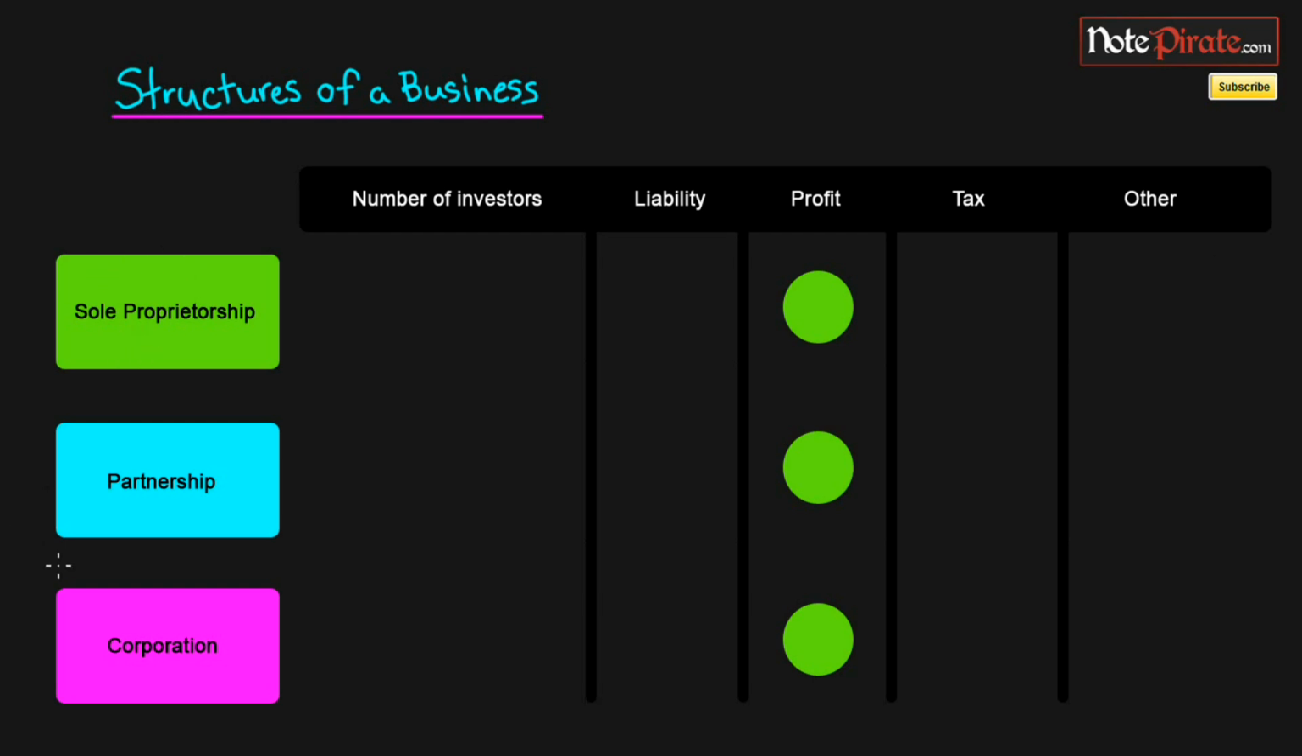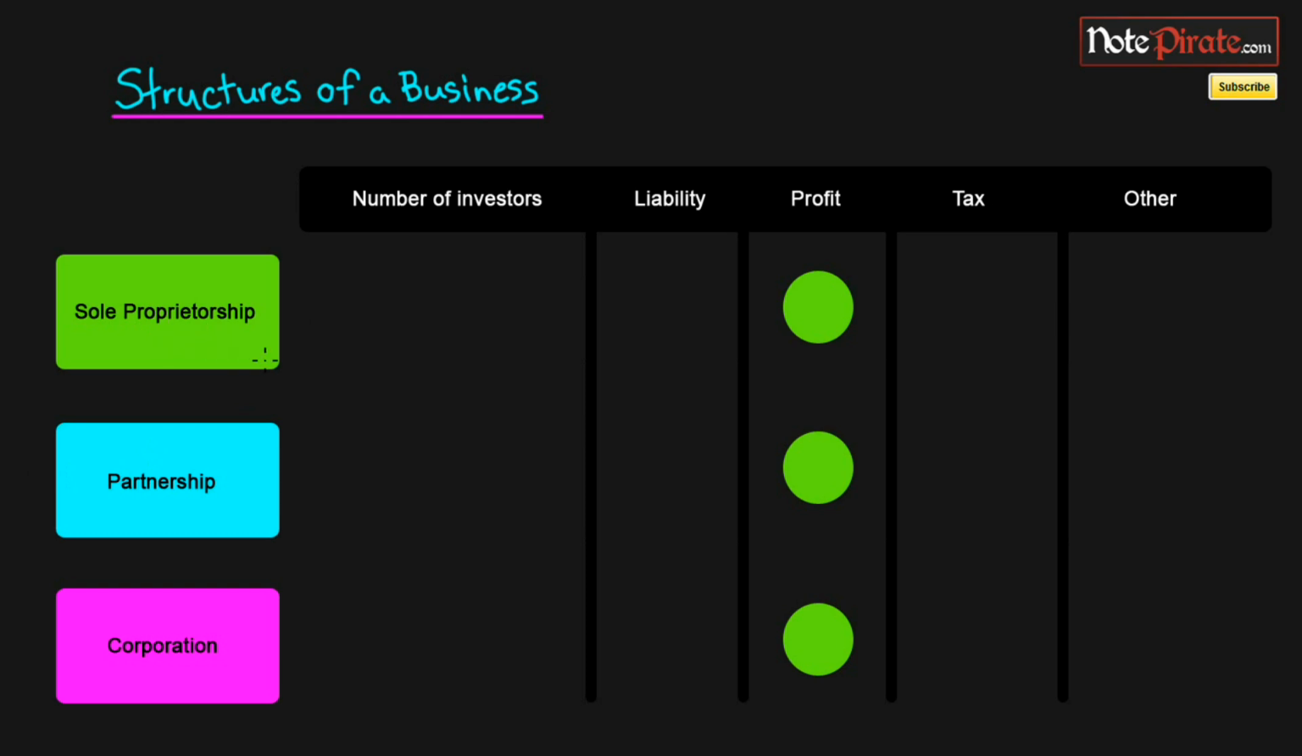Well, we've got 3 different ways to structure a business on the left-hand side. These are very common ways to structure a business. A sole proprietorship is one, a partnership is another, and a corporation. So we're going to cover each of these, and I'm going to give you some basic outline as to what the differences are with respect to each of them. So let's start off with the sole proprietorship.